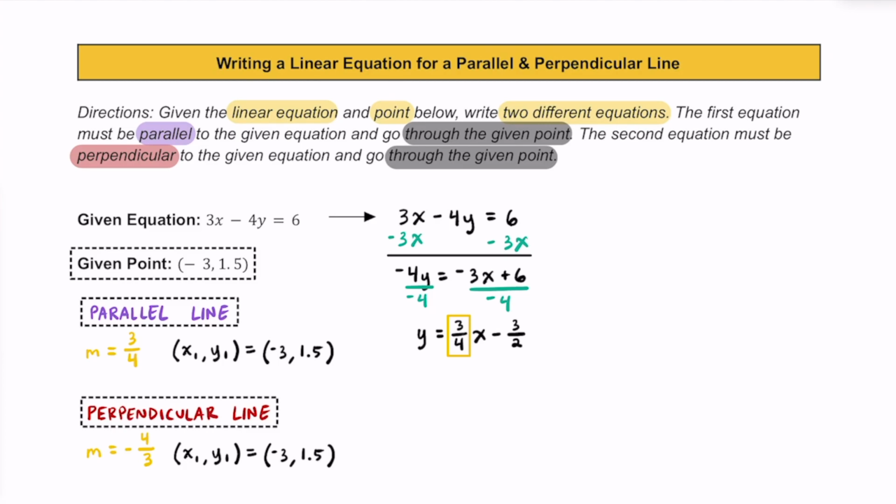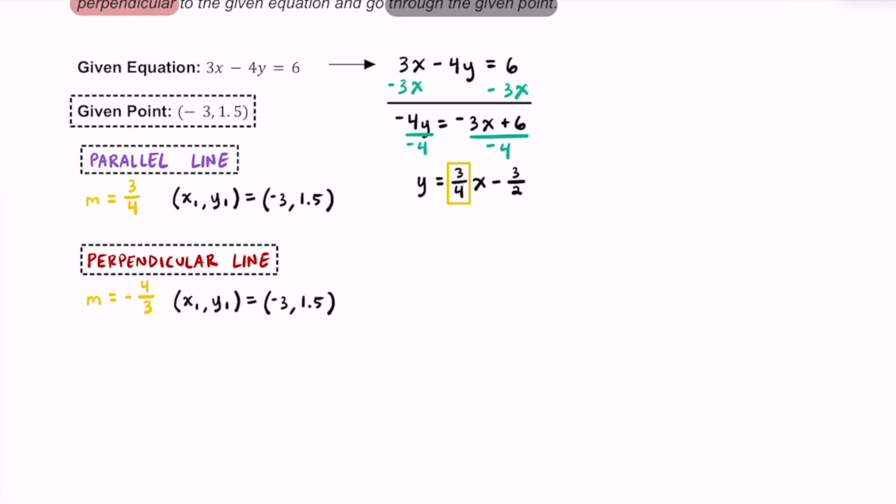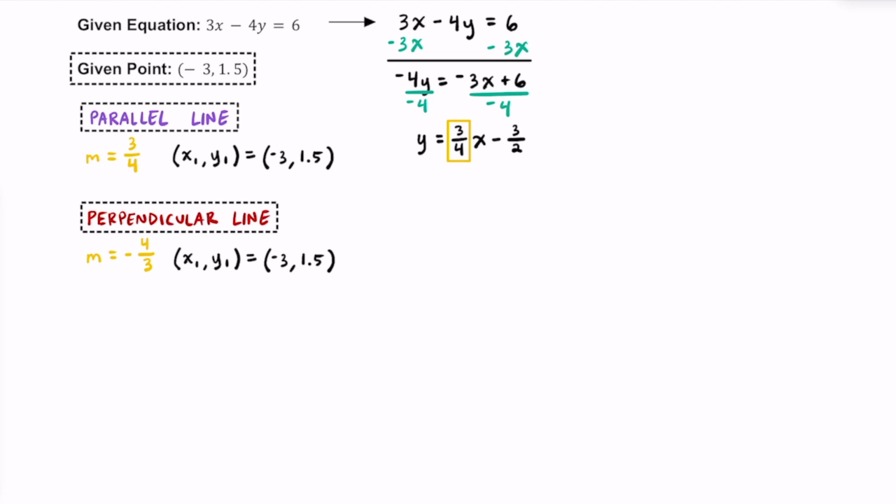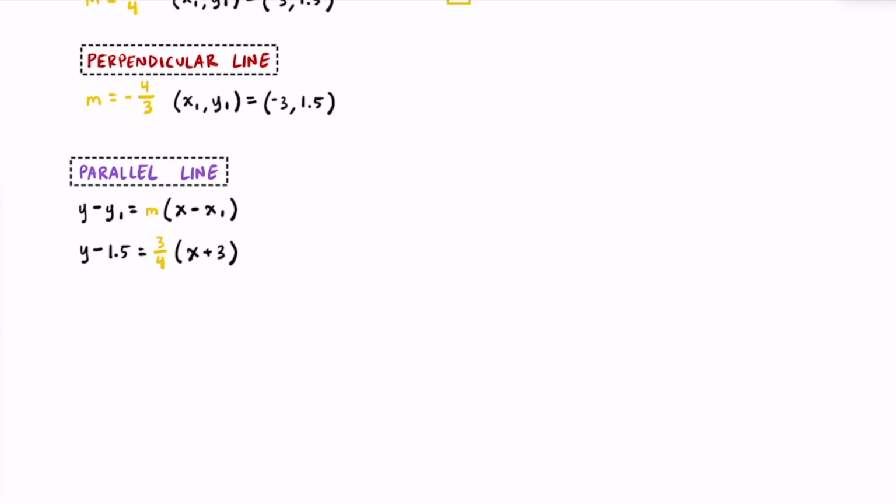Now that we have all the information we need for the parallel and perpendicular line, let's go ahead and write these equations. Alright, let's start with the parallel line first, which has the same slope. So to write this equation, let's go ahead and use our point slope form, which is this y minus y1 is equal to m times the quantity of x minus x1. Now let's go ahead and substitute in this negative 3 in for x1, 1.5 in for y1, and this positive 3 over 4ths in for the slope. Alright, so this is what the equation is going to look like in point slope form.